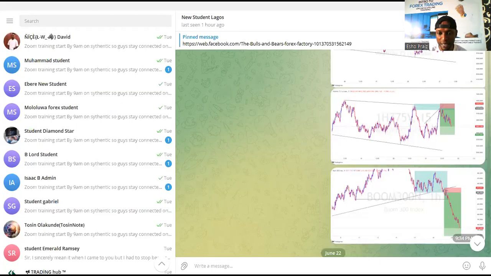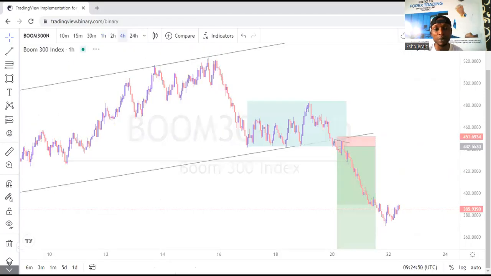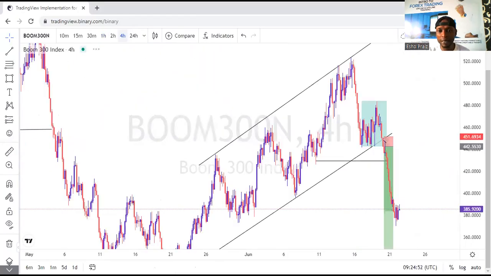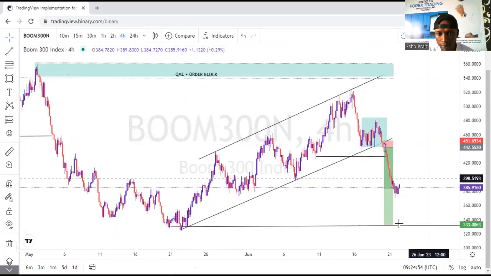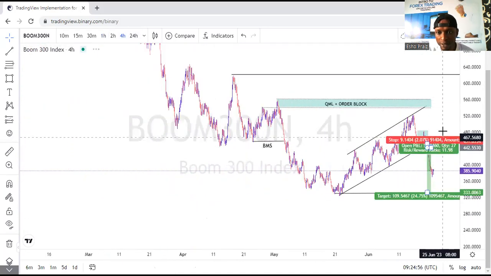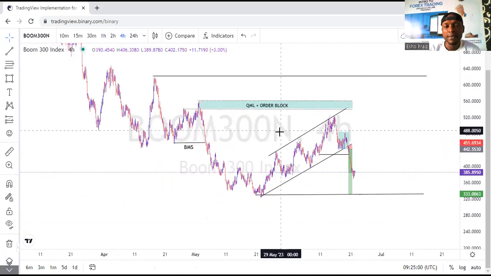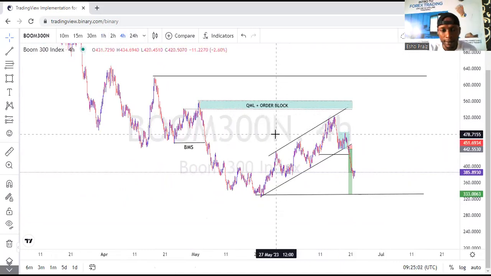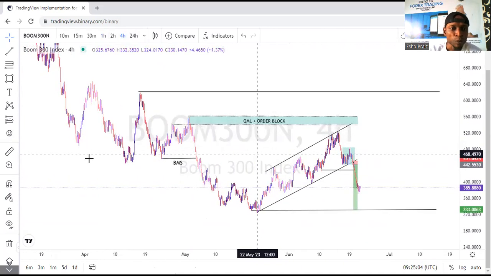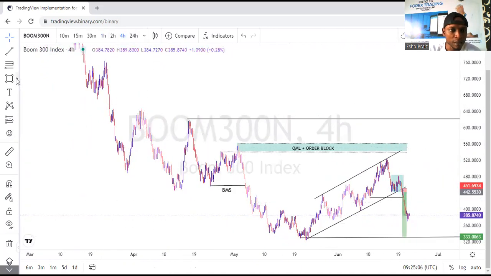Now let's go straight to the chart and let's see. So this is the chart right here. Let's go to 4 hours for us to be able to see the clear view of the market. Now, this is the 4 hours time frame. I want you to listen. Now let me start from this particular point. Now look at the market.